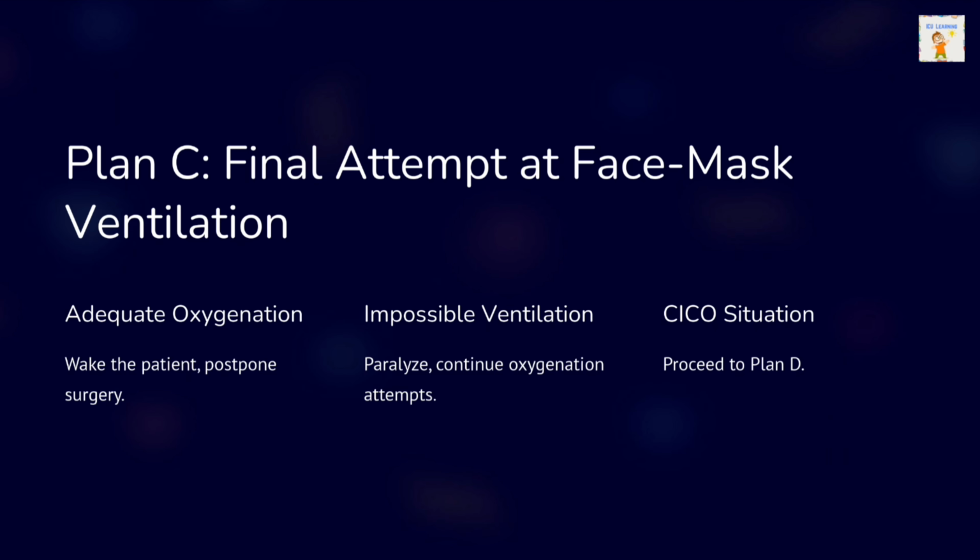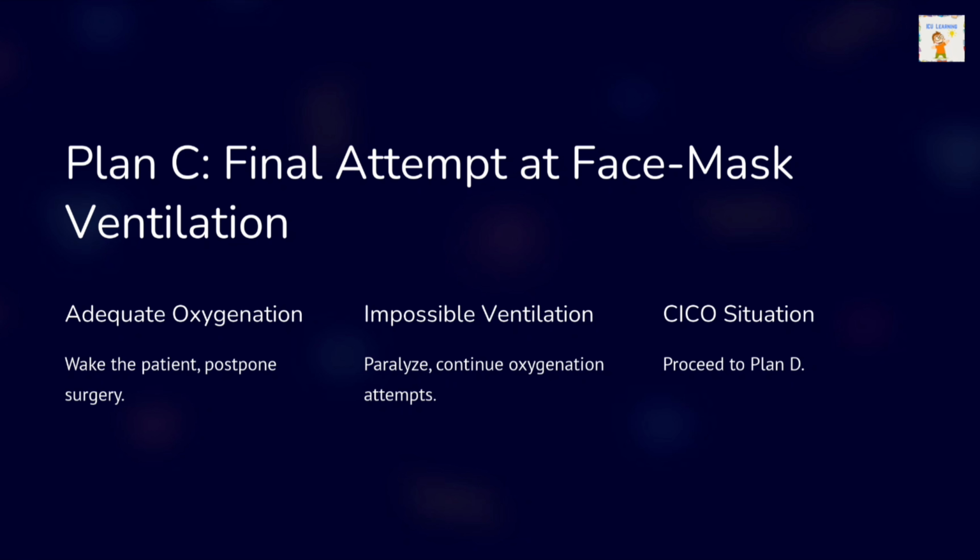Now plan C is the final attempt at face mask ventilation. So with face mask ventilation, if there is adequate oxygenation, then we try to wake the patient and postpone the surgery. If this situation is in critical care, then this step has very limited use because the patient will need intubation regardless. So probably we can skip this step and go to plan D. But for anesthesia, if face mask ventilation is adequate and oxygenation is maintained, we wake the patient.